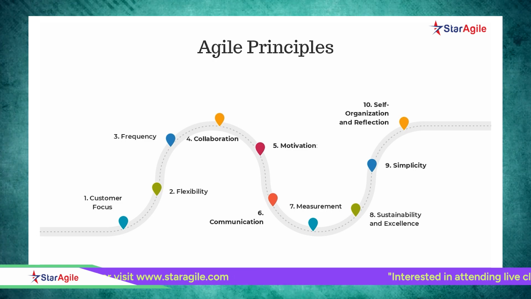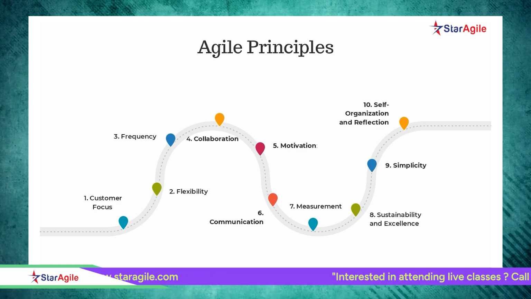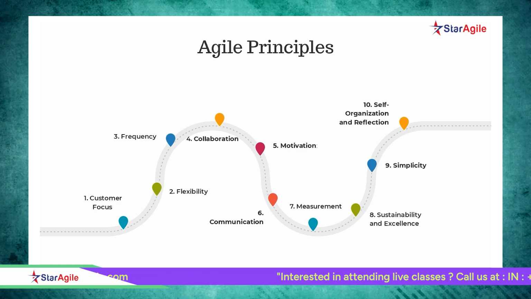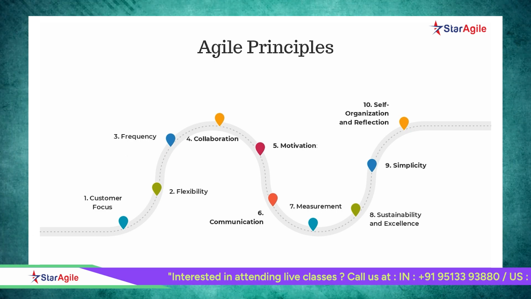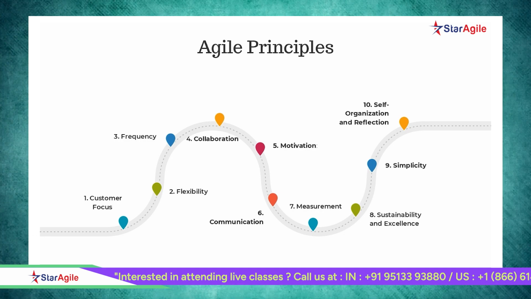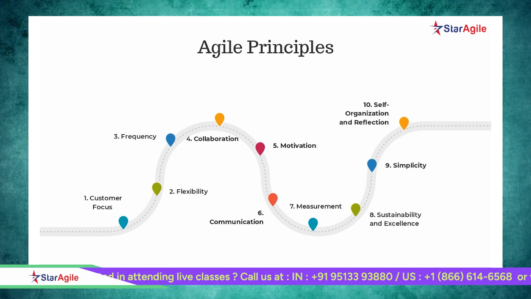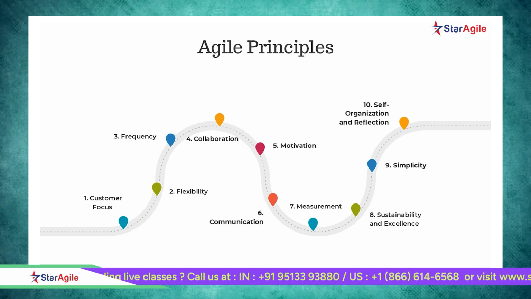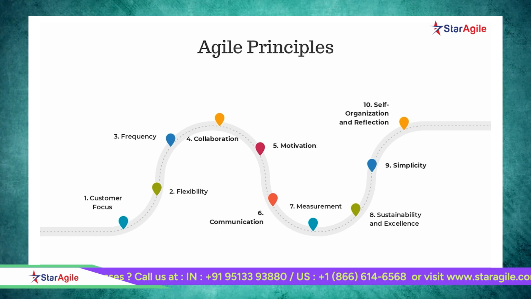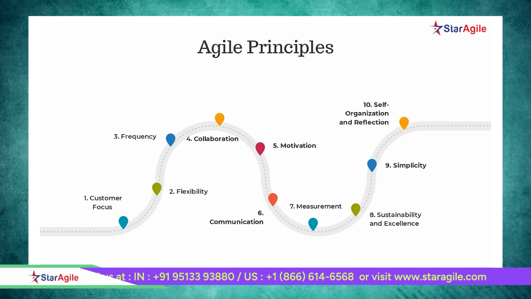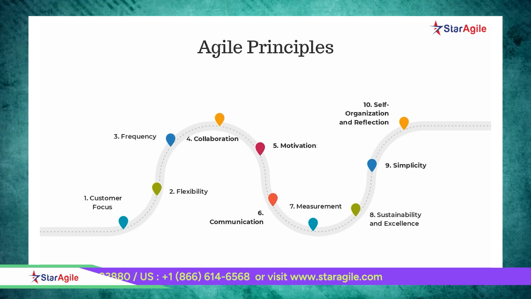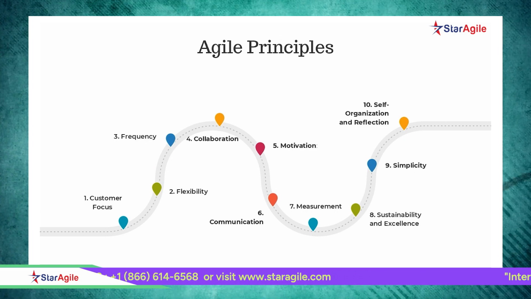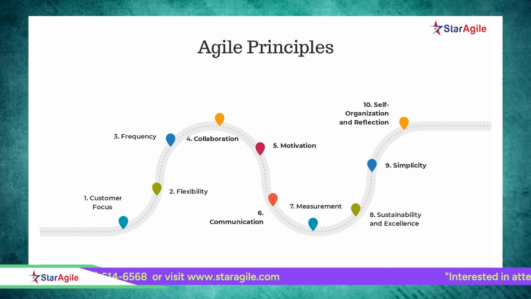These 12 principles guide agile teams in their day-to-day decisions and interactions. From welcoming changing requirements to maintaining a sustainable pace, these principles emphasize the importance of customer collaboration, team autonomy, and continuous improvement, ensuring that agile teams remain adaptable and focused on delivering the value.